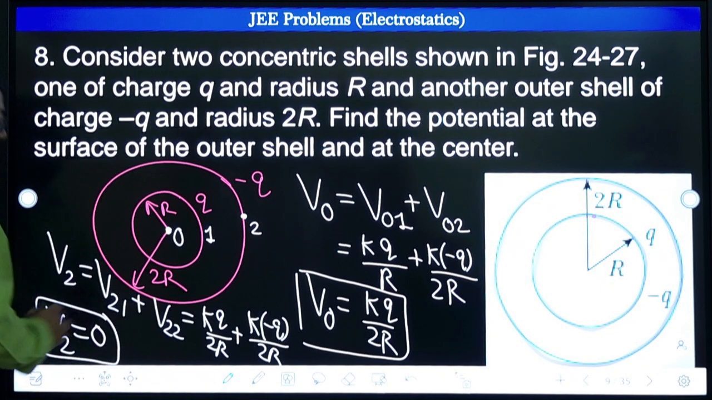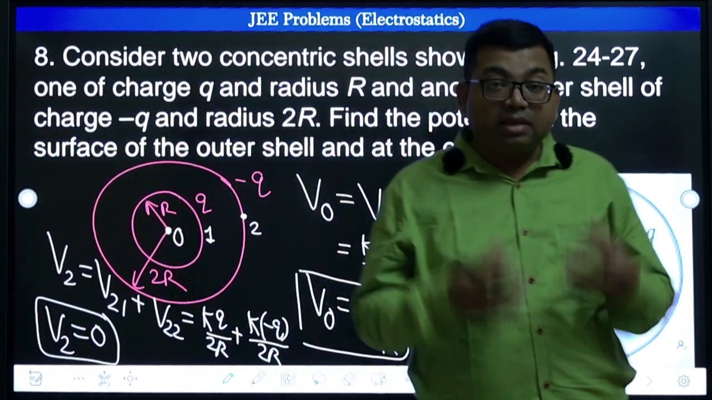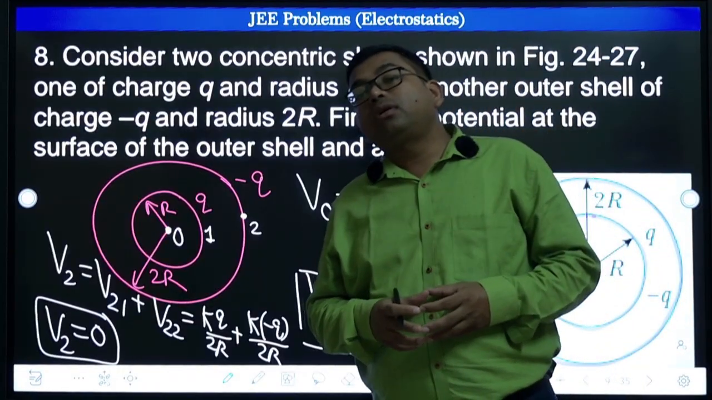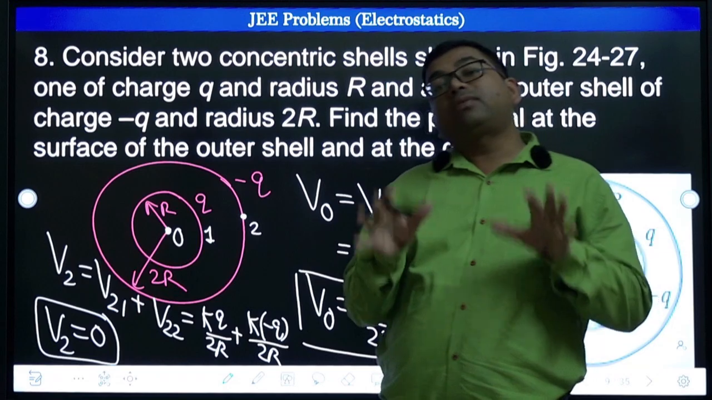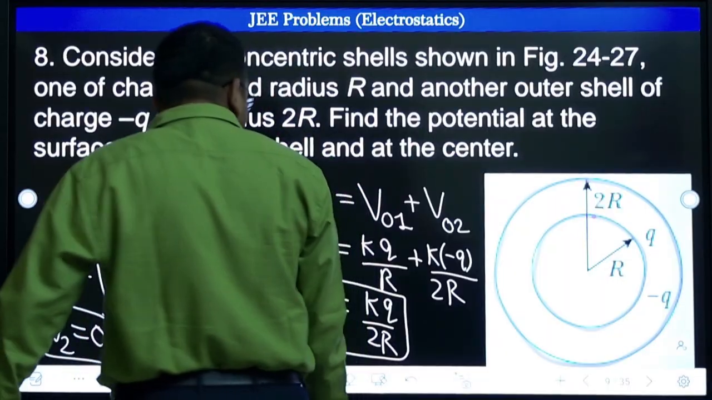This is how we are going to use the results of potential due to spherical cells. For the inside formula, it is constant everywhere, on the surface also constant, and only outside it changes. Then let us move to the next.